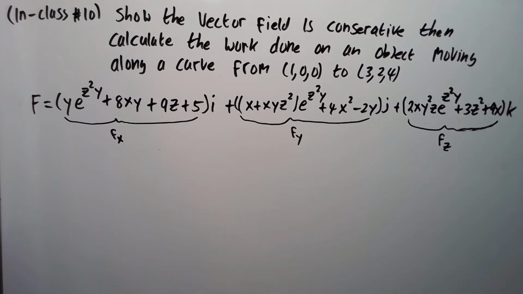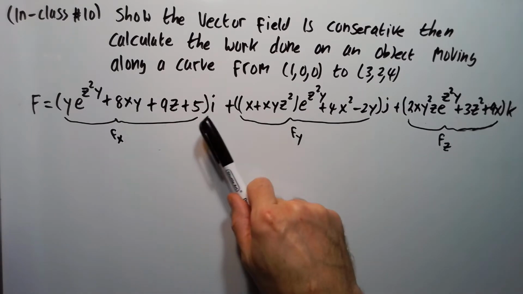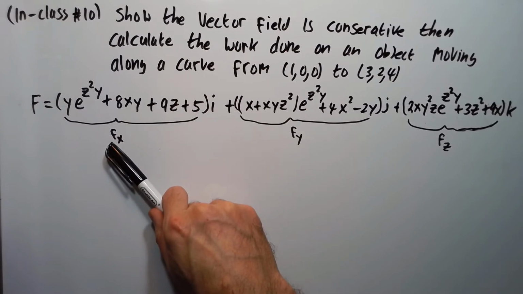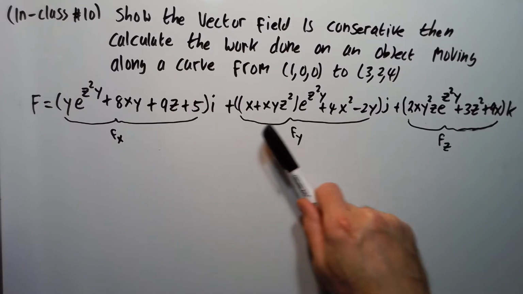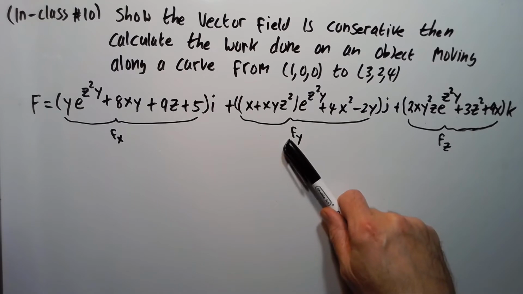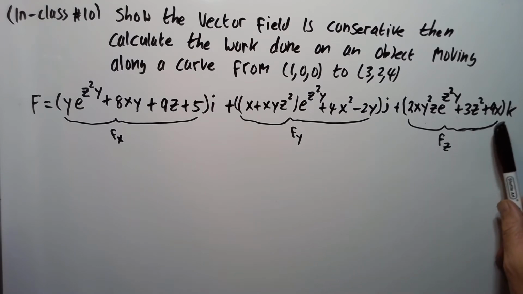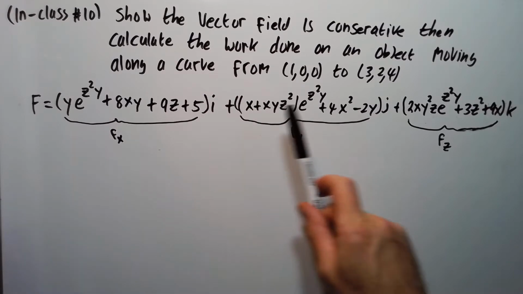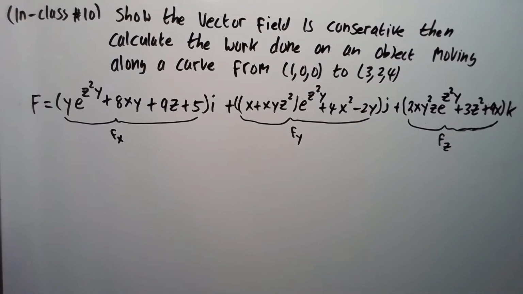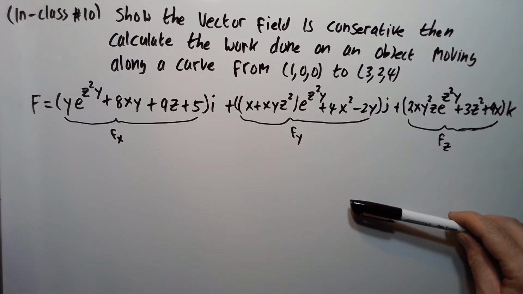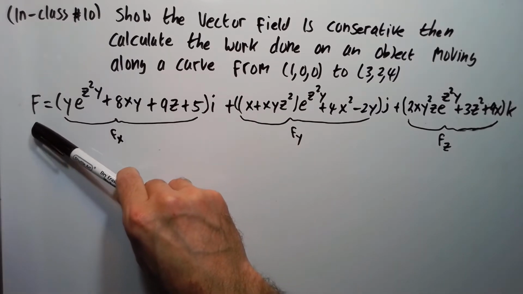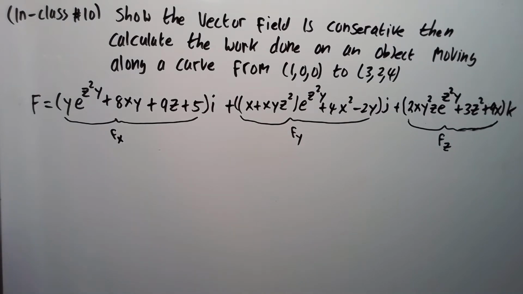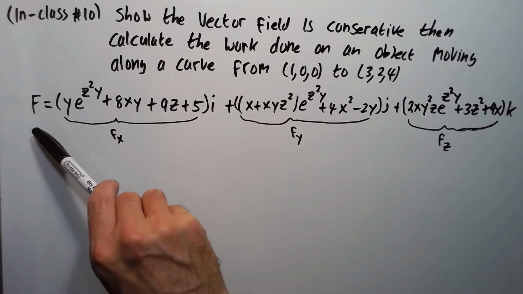So for the vector field to be conservative, the i component must be the partial derivative of some small f with respect to x. The j component must be the partial derivative of some small f with respect to y. And k must be the partial derivative of small f with respect to z. In general, most vector fields will not be conservative, so it's just a special type of field. So we're basically looking for a small f whose gradient is big F. You can think of this small f as the parent function for big F.